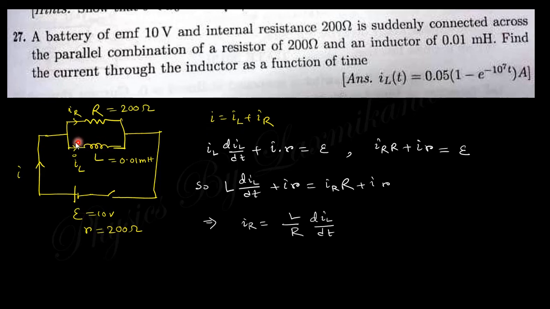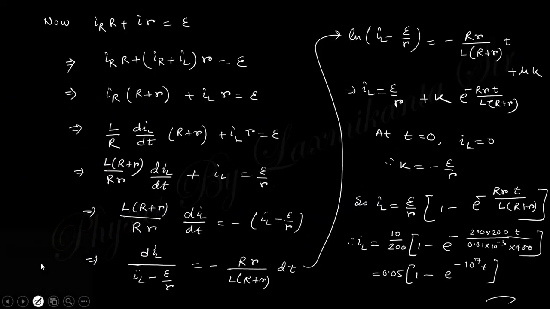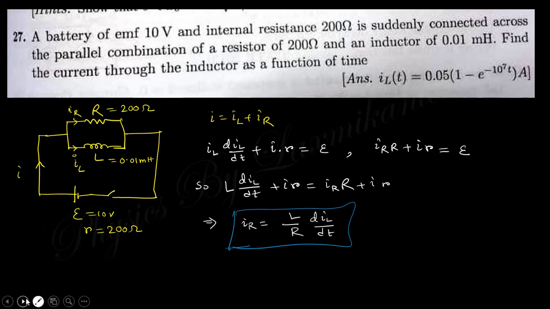So from KCL you can see I equals IR plus IL, the current through the resistor and the current through the inductor. And KVL using the L path will be like that: L dIL/dt plus I r equal to epsilon, and the KVL along the R path will be IR R plus I r equals epsilon. From these two equations we get this expression, which gives the relation between IR and IL. Now you can use this relation.